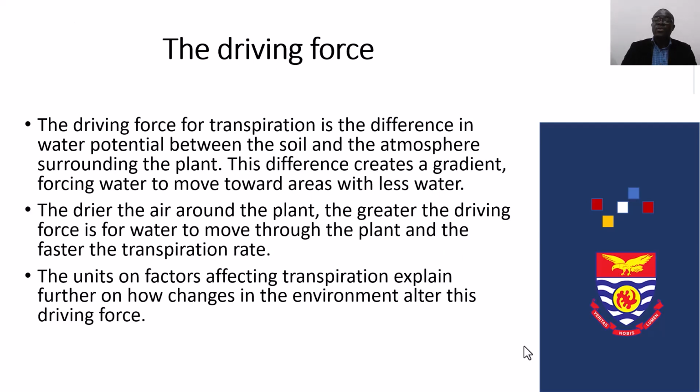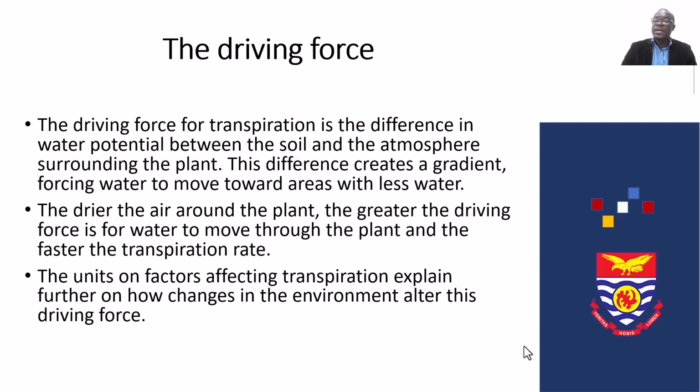So the driving force for transpiration is the difference in water potential between the soil and the atmosphere surrounding the plant. This difference creates a gradient forcing water to move toward areas with less water. The drier the air around the plant, the greater the driving force is for water to move through the plant, and the faster the transpiration rate.